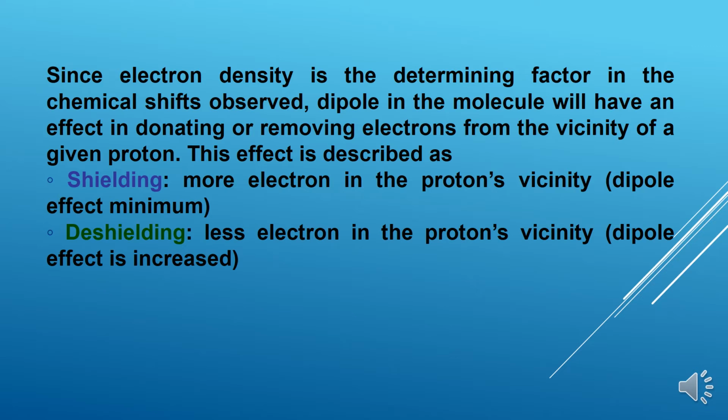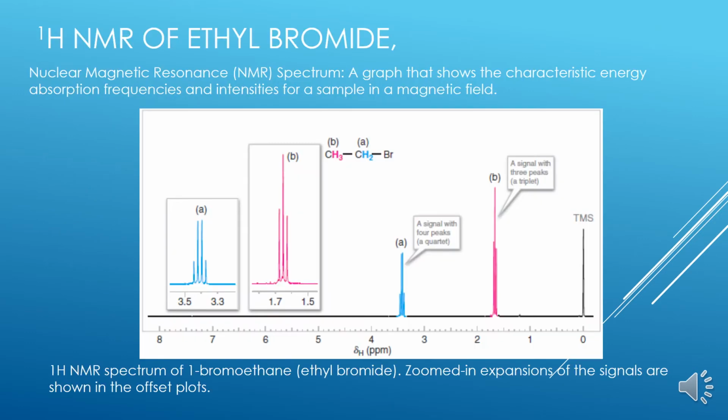So if the dipole effect is more, de-shielding takes place. If the dipole effect is minimum, shielding takes place. De-shielding is fewer electrons in the proton vicinity. Shielding is more electrons in the proton vicinity. Based on this information, one could distinguish shielded protons and de-shielded protons.